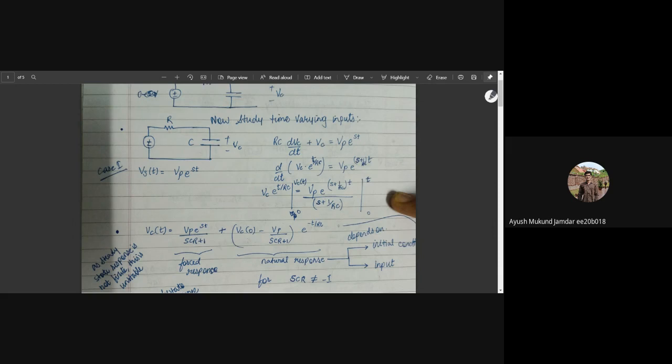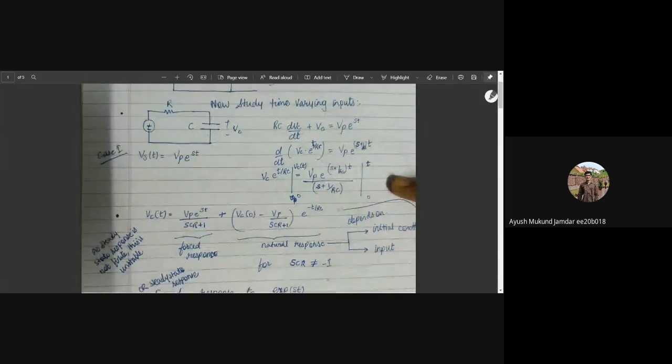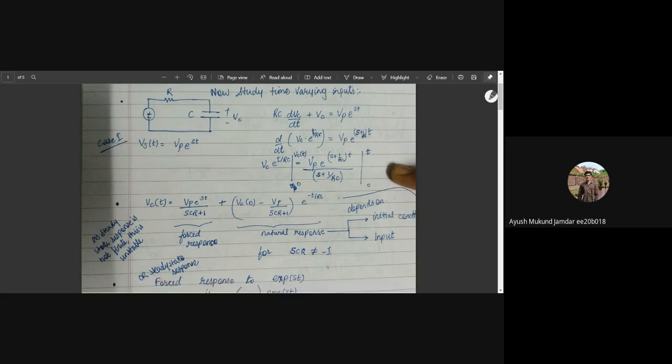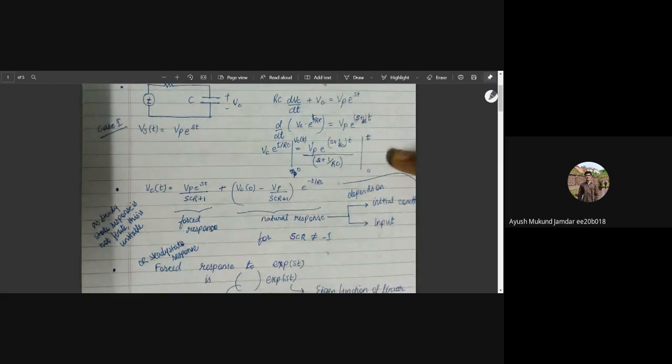The voltage source is exponentially varying, and we have got two terms, that is the forced response and the natural response of the system. As you can see, the natural response does depend on the input as well as the initial condition. But the forced response is an eigenfunction of the exponential function, e raised to st. So, the special thing about exponential input is that the forced response is a function of s times e raised to st.